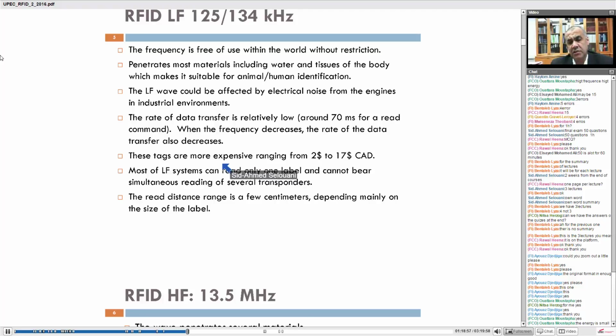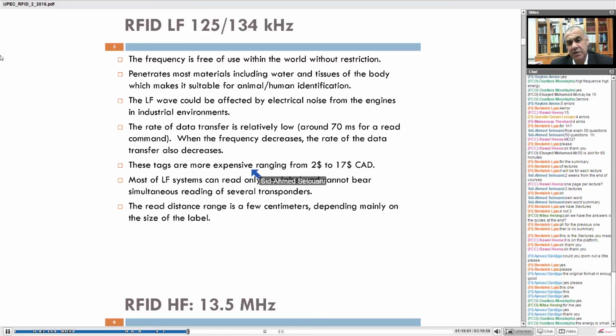This is normal. When the frequency decreases, the data rate decreases. Okay, the tags are expensive. It's not cheap because we are using a different technology for the reading. We will see the way to exchange information is different from other technologies because we are in low frequencies.